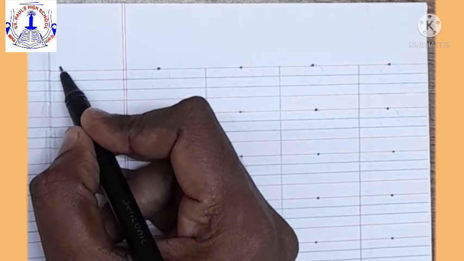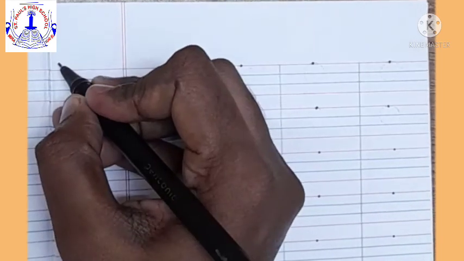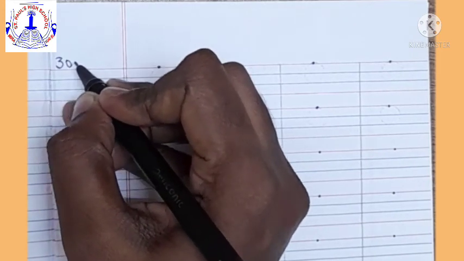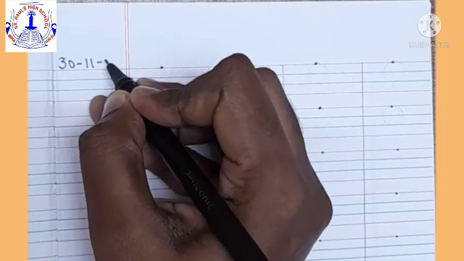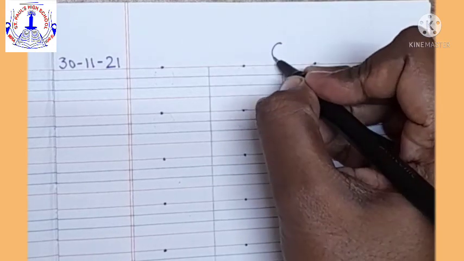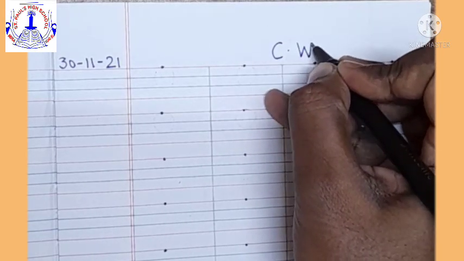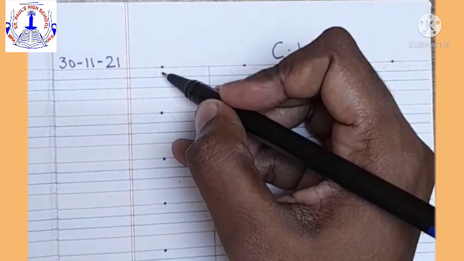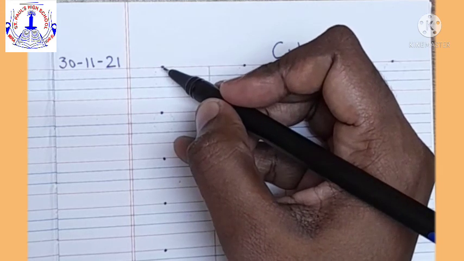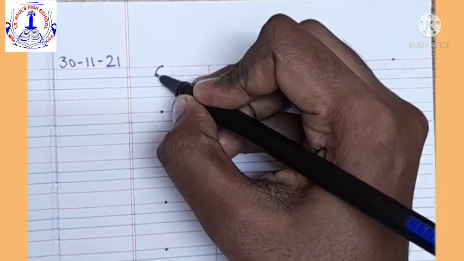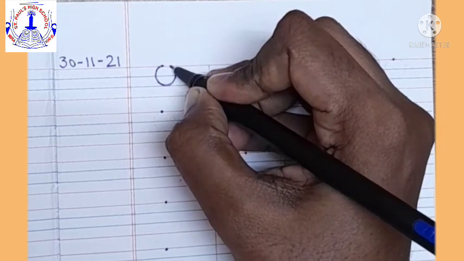Children, today we are going to write the next page of letter O. Today's date is 30-11-2021. Then write C.W. Okay children, we just have written yesterday letter O. O says O. O says O. So how we have to write? Keep your pencil over here and just take a round like this.